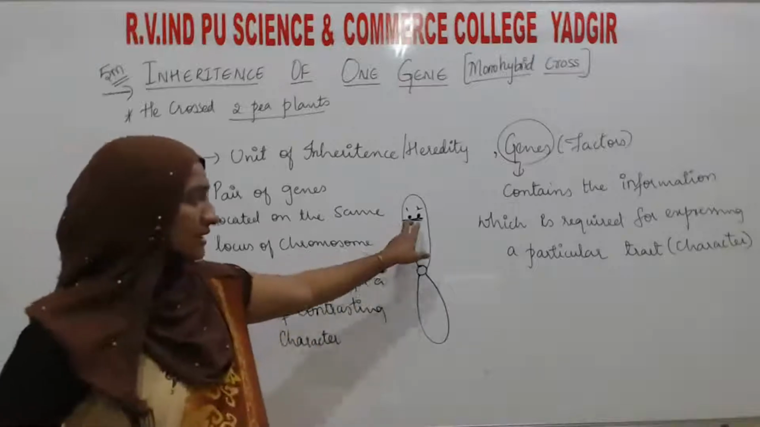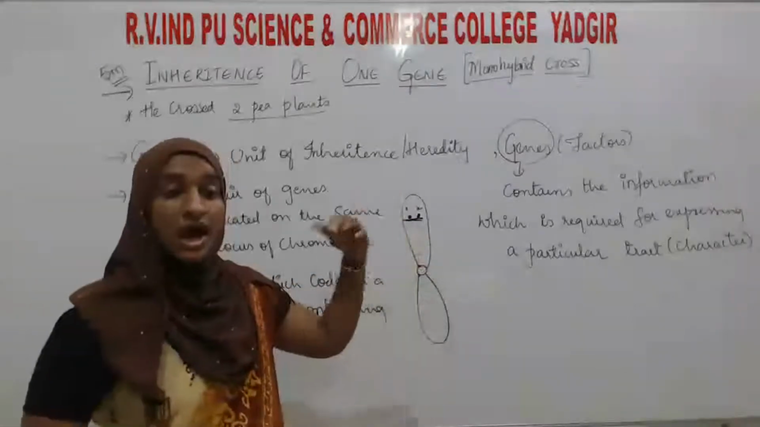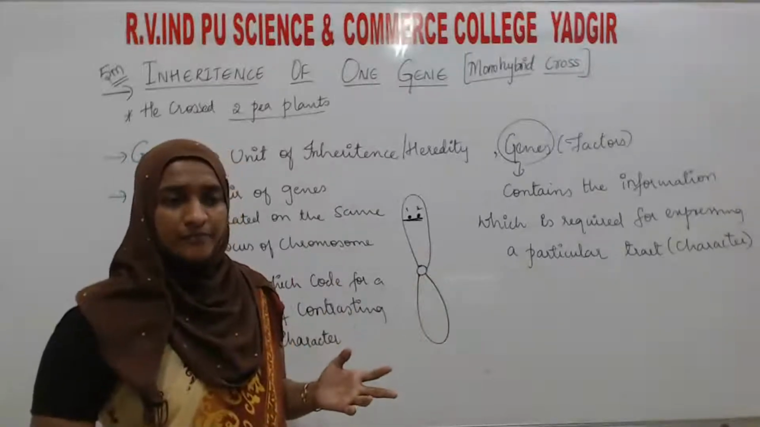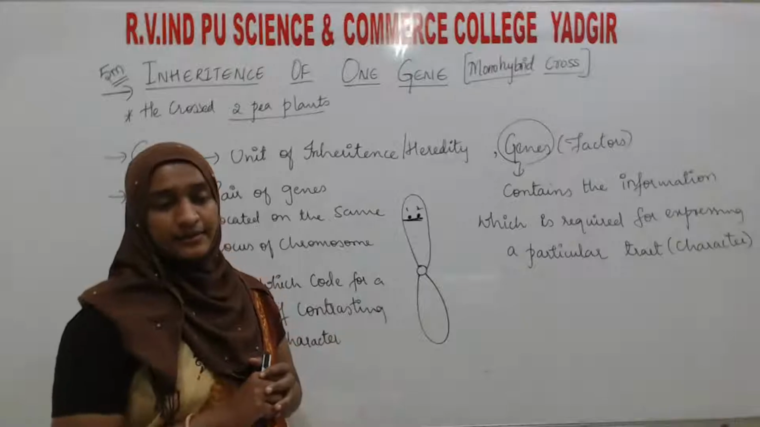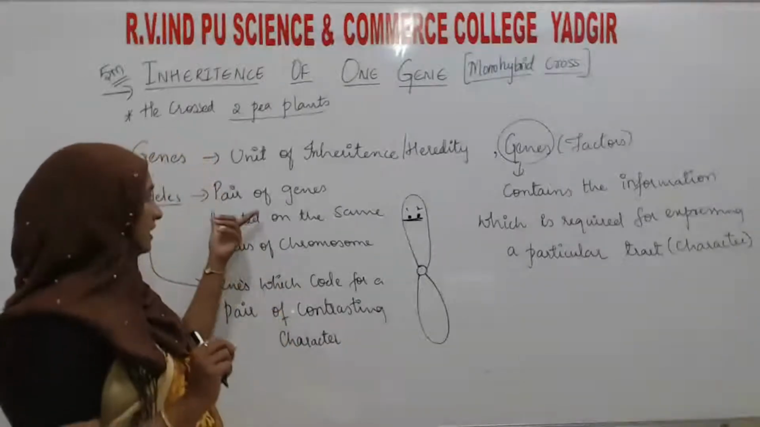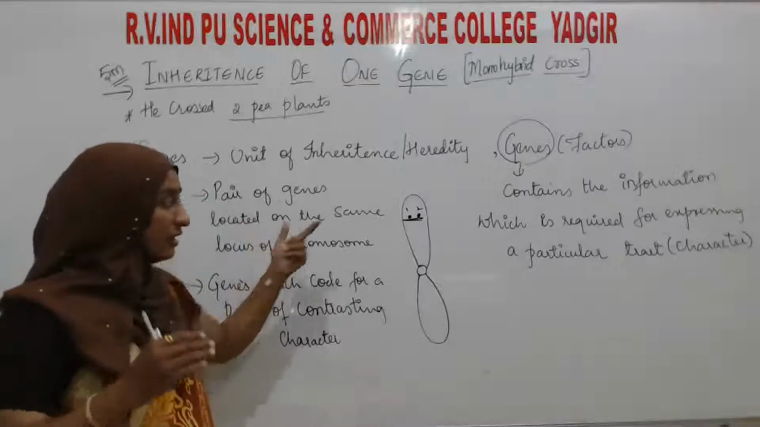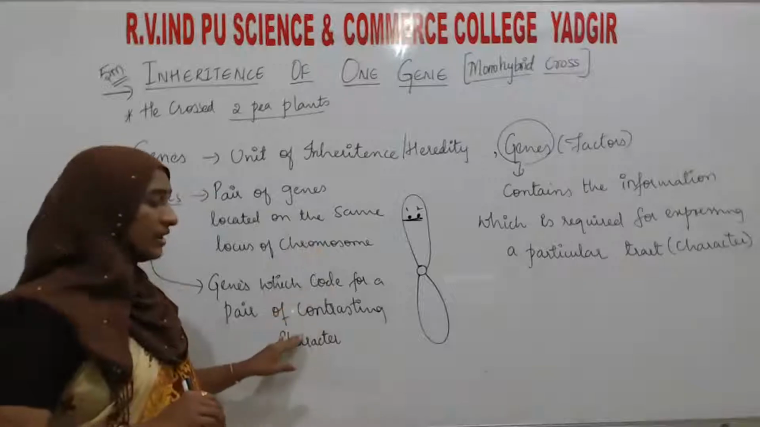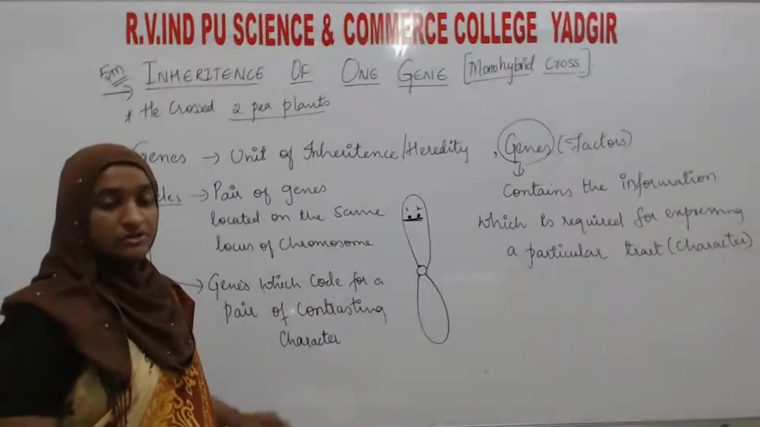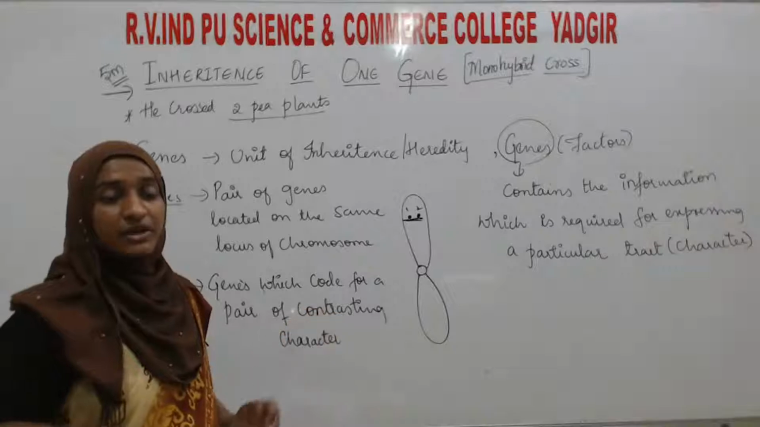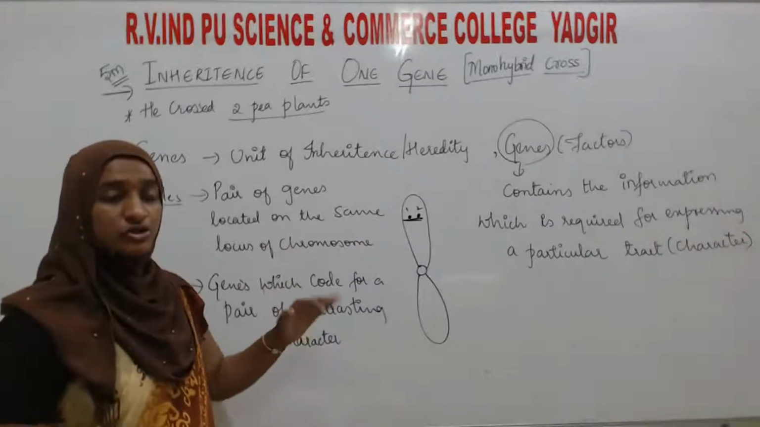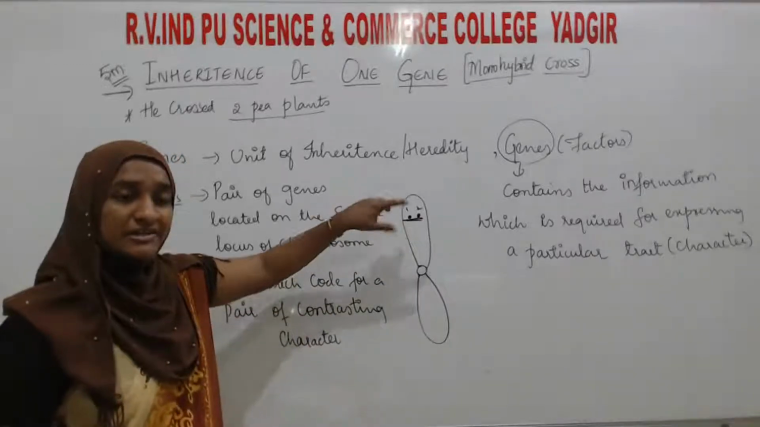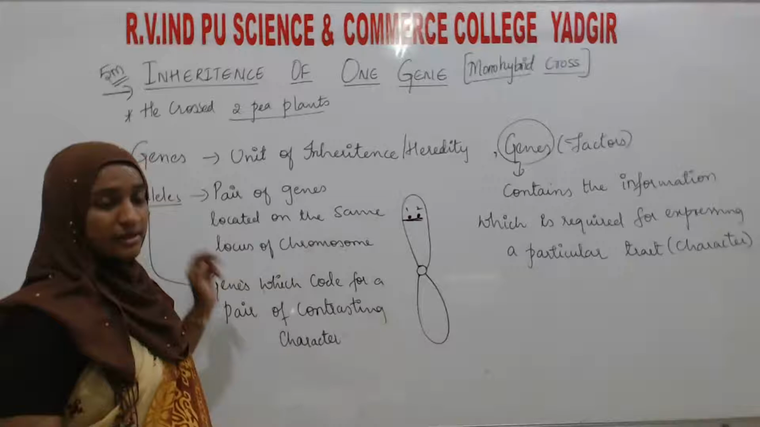Here these alleles are present for the height of the plant. Not only for height, you can take any other contrasting character. So what is the meaning of allele? A pair of genes located on the same locus of the chromosome, which code for a contrasting character. The height should be tall or dwarf. Who is going to give the information? That is the gene. If genes are present in pairs, then we call them alleles.